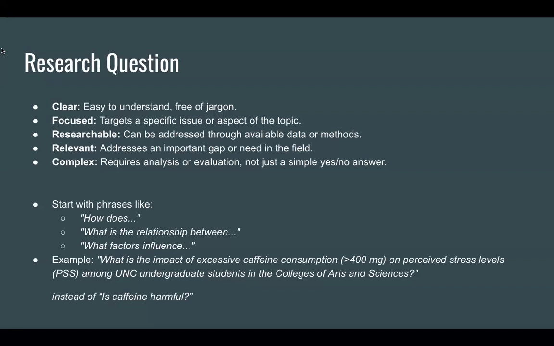And that bridges into how to actually word a research question. It goes back to what we learned in middle school. You can't have a research question that just says, is caffeine harmful? Like that's just a yes or no question. Instead, you should start with phrases like how does, or what is the relationship between, or what factors influence. And a good example of a research question that I came up with is what is the impact of excessive caffeine consumption greater than 400 milligrams on perceived stress levels, PSS, among UNC undergraduate students in the College of Arts and Sciences? So that's relevant, that's specific, and that can also be measurable. It isn't just something completely random.